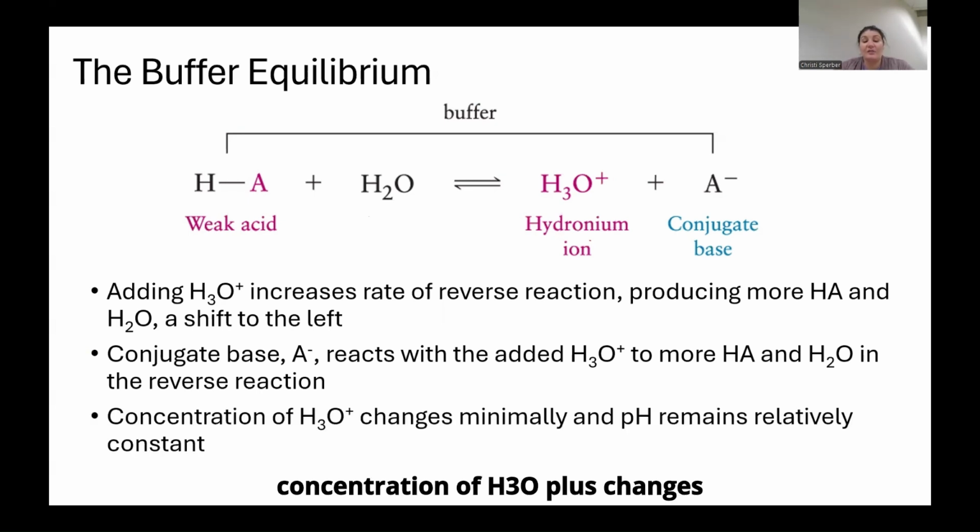The concentration of H3O plus changes minimally and the pH remains relatively constant, because when you add it, the conjugate base starts reacting with it. So the overall change is minimal.